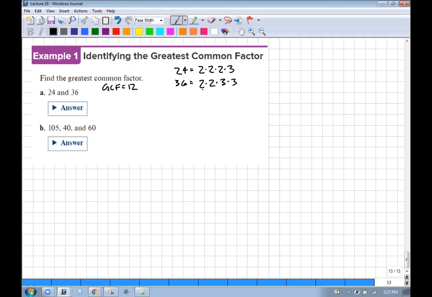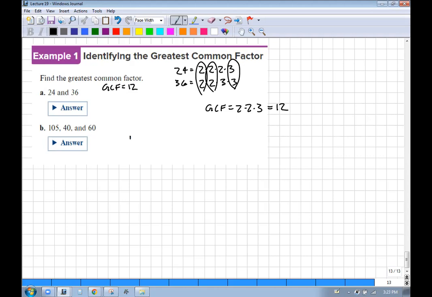All right, so we'd say, okay, they both have a 2. They both have a 2. And they both have a 3. That's what they have in common. Okay, 2 times 2 is 4 times 3 is 12. That's how you would do it.